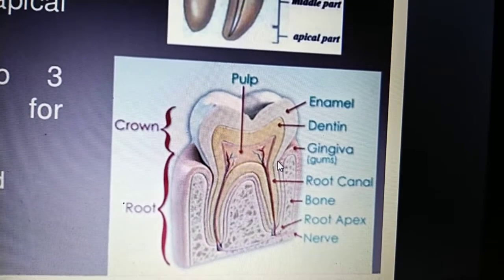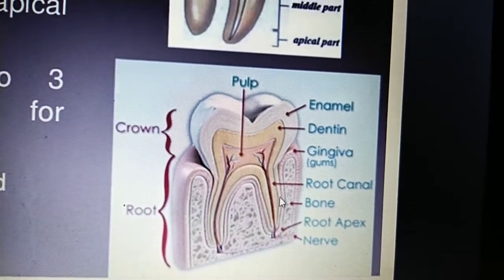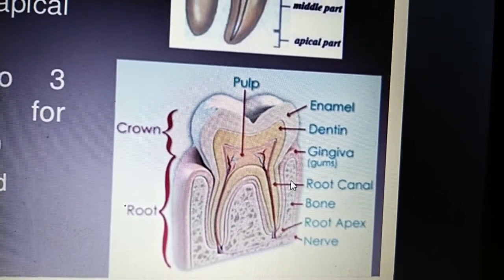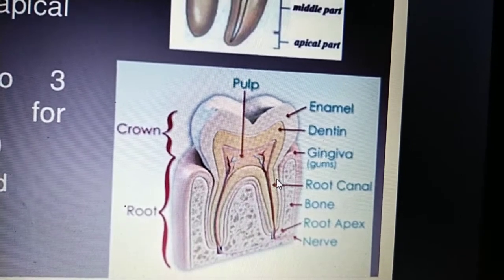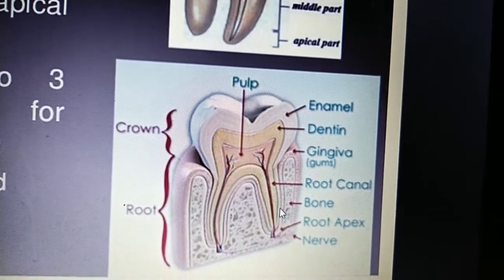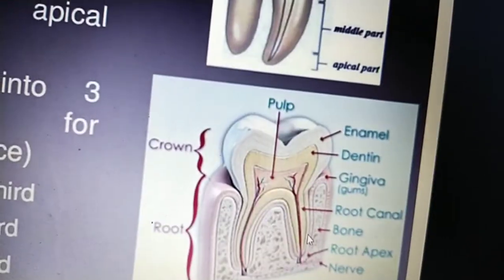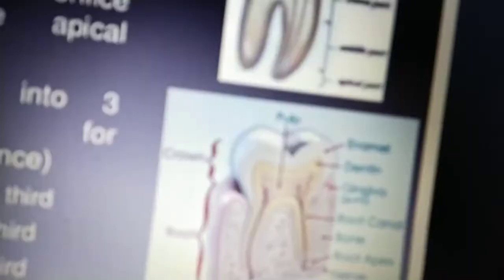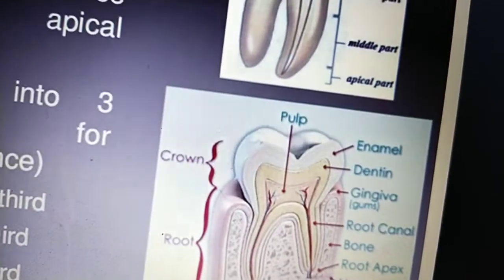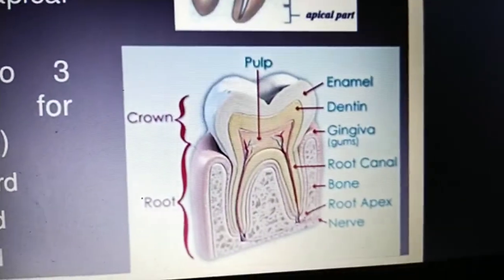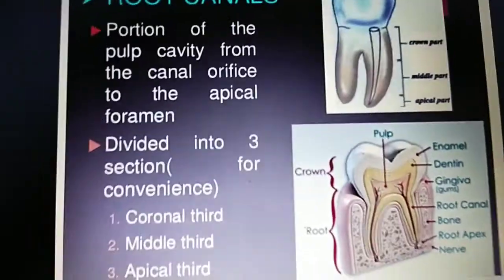And this is the enamel, and this is the cementum. This is the alveolar bone. Here is cementum, and here one ligament is there. That ligament is the periodontal ligament. Okay, we can go to the next slide.